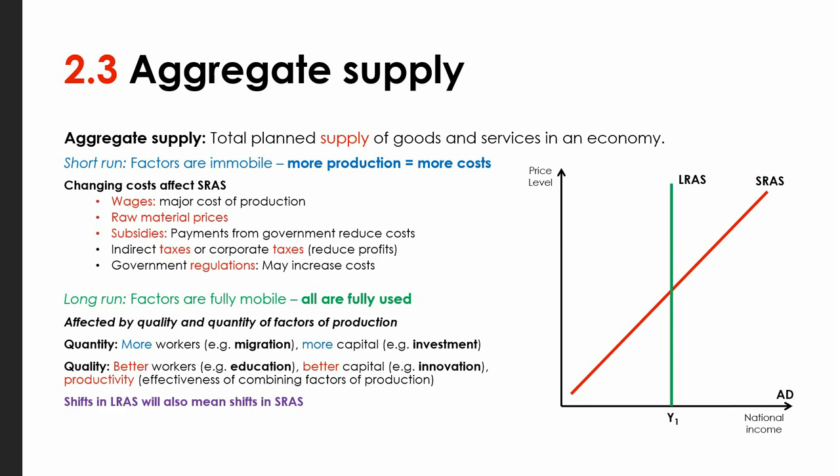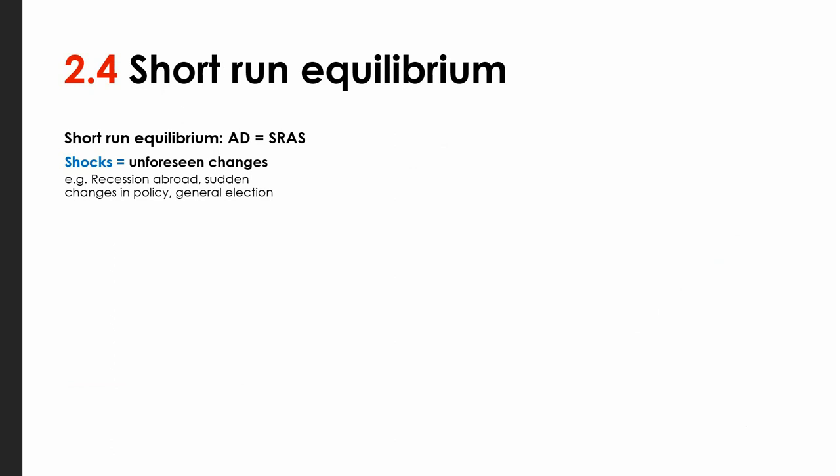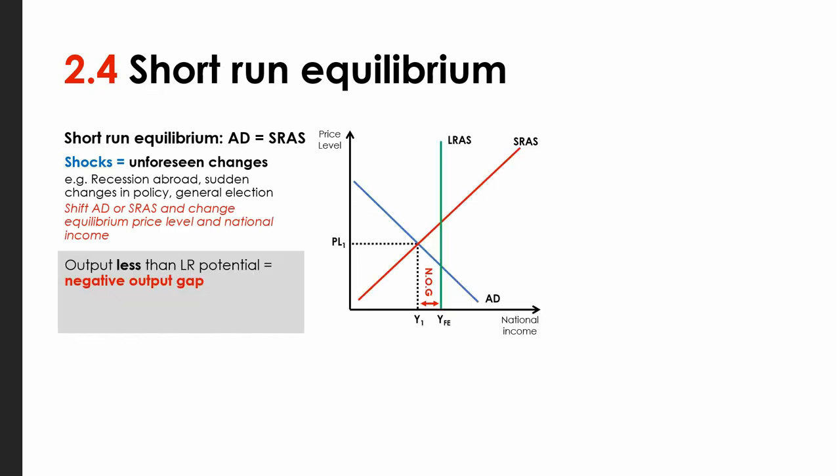Shifts in long-run supply will also mean shifts in short-run aggregate supply. Of course, the same is not true in reverse. Short-run equilibrium is going to occur when aggregate demand and short-run aggregate supply are in balance. And that's going to be affected primarily by economic shocks, unforeseen changes in aggregate demand or aggregate supply, things like a recession abroad, or sudden government changes in policy, or the COVID pandemic, or a general election. Those will move one of our curves and therefore change equilibrium price level and national income.